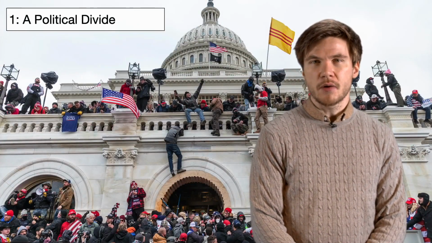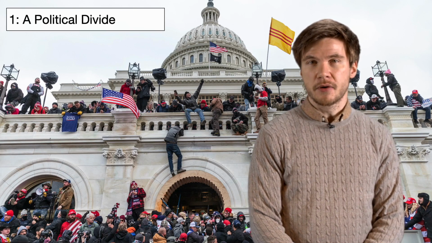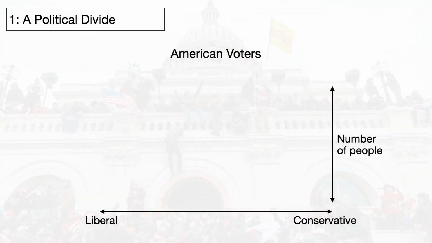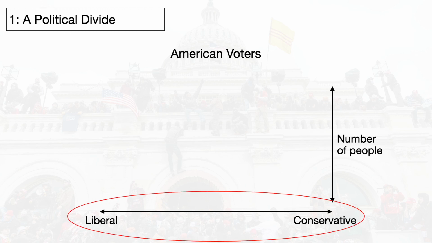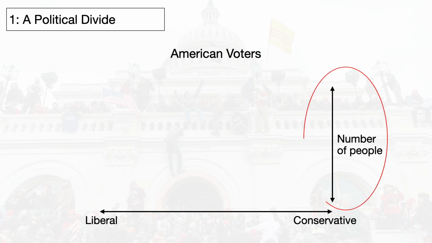To illustrate how America is more politically divided than before, we can have a look at this graph of American voters. Down at the bottom, we have an axis that shows how liberal or conservative the American voters are, and the vertical axis shows how many people belong to each point on this graph. If, for example, many people are very conservative, we would see a high line on the right side. And if few people are liberal, we would see a low line on the left side.